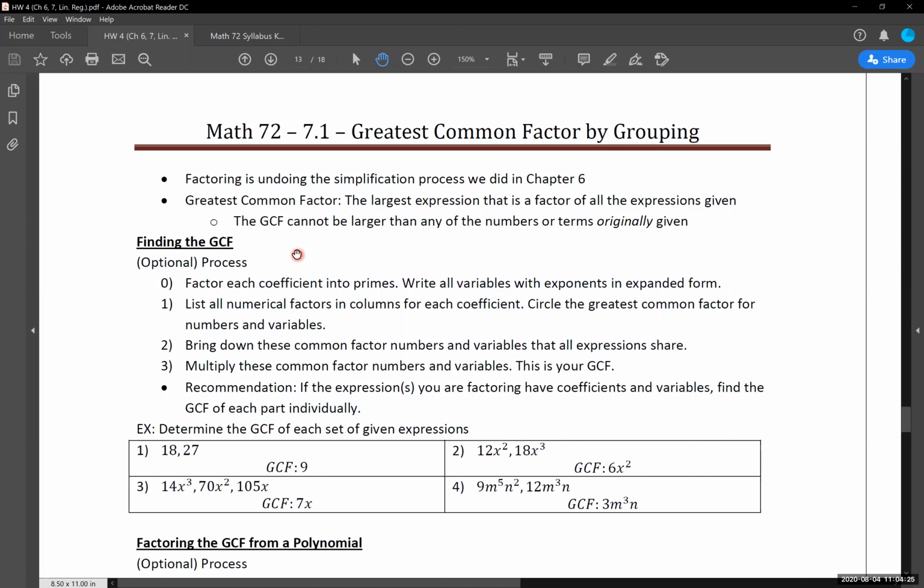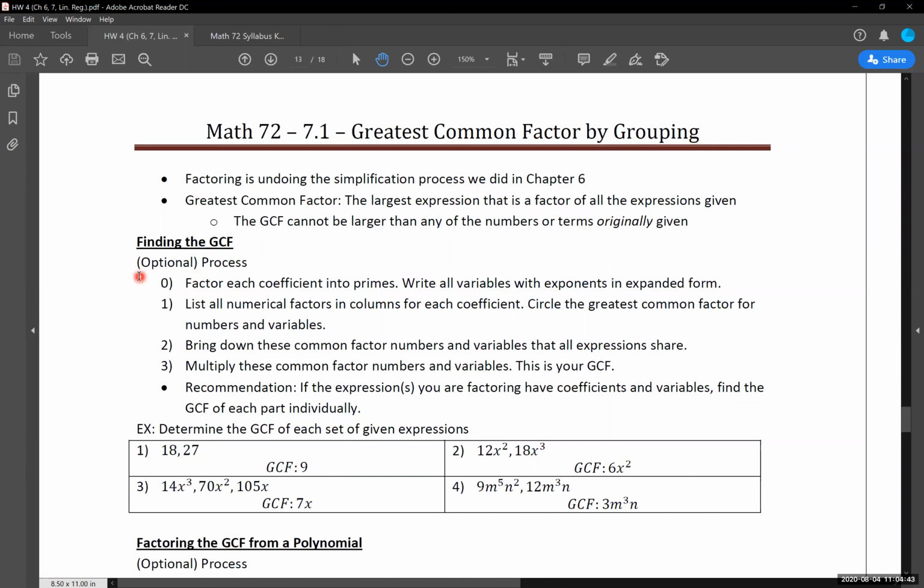Now, the process for finding the greatest common factor, and again, this is an optional one. There are multiple ways you can go about doing this. There are some different ways I'll show you guys that I think are really helpful, and some tricks with this. But it's just an optional process that I'd recommend you use if you'd like to.